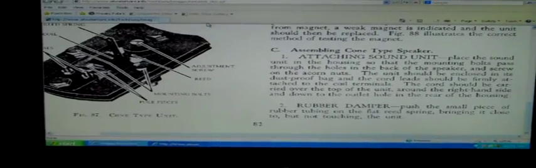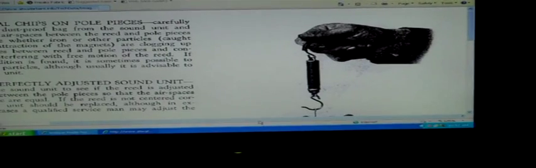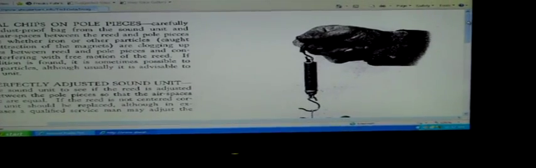And here's something else I found on Infotech Data at Atwater Kent. It has the restoration procedure, or repair and adjustment procedure, of this sound unit. Here the guy is holding it in his hand. Down here in the right-hand corner, in the very low corner, it says rubber damper. Push the small piece of rubber tubing on the flat reed spring, bringing it close to but not touching the unit. They're talking about the sound unit there.